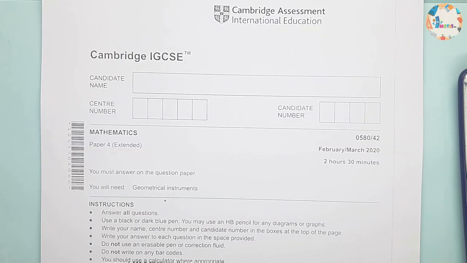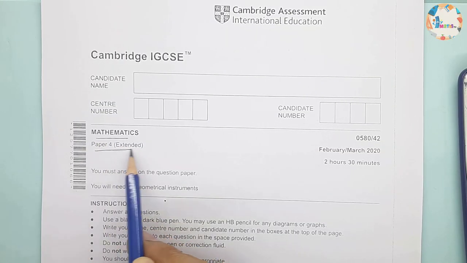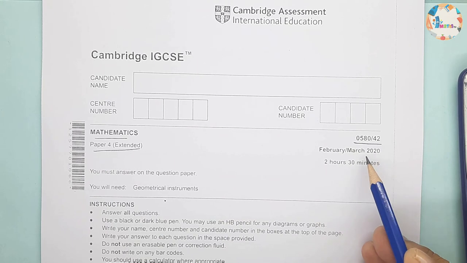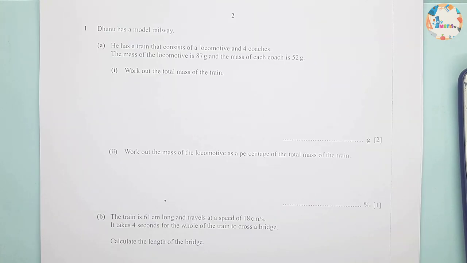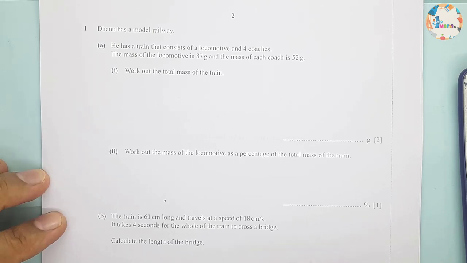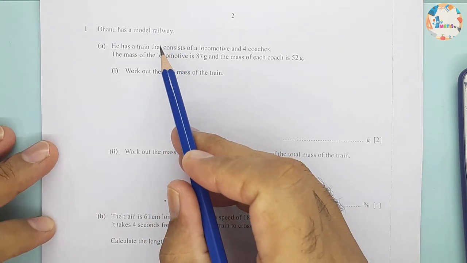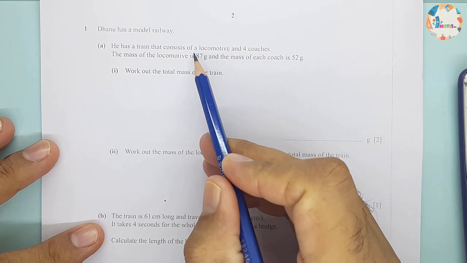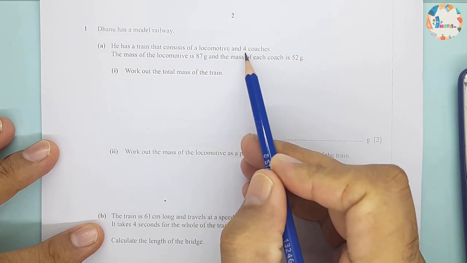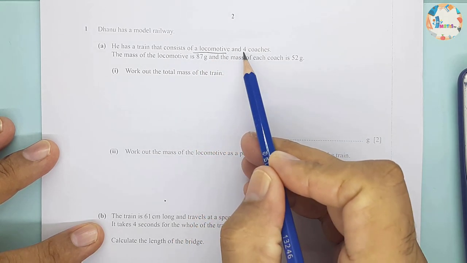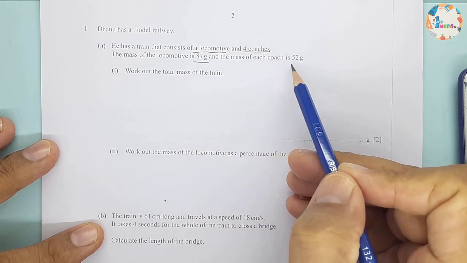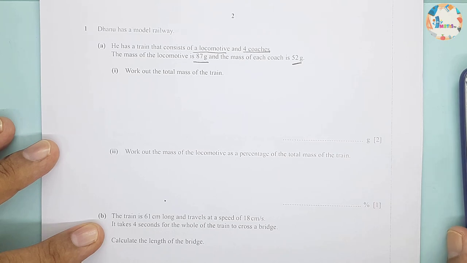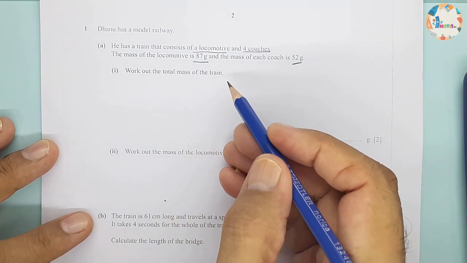Hello guys, today we'll be going through IGCSE Mathematics Paper 4 Extended, 0580/42, Feb-March 2020. Question number 1. Dhanu has a model railway. He has a train that consists of one locomotive and four coaches. The locomotive is 87 grams and each coach is 52 grams. Work out the total mass of the train.